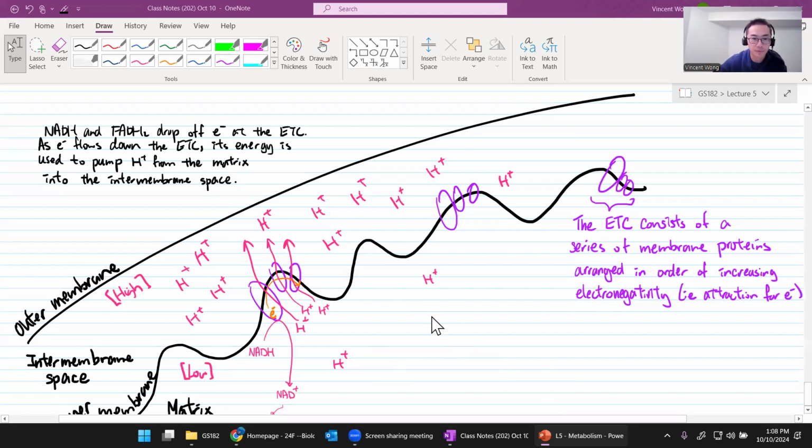Metabolism is also included in the test. Metabolism is also on the test. Everything that we learned up to this point of the course: one, two, three, four, five, and the lab.